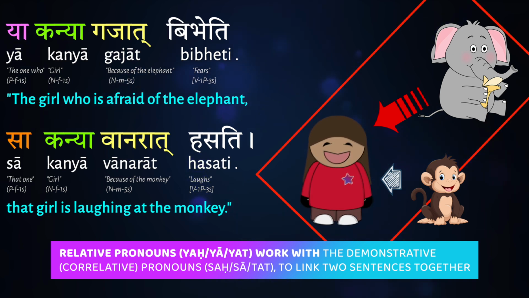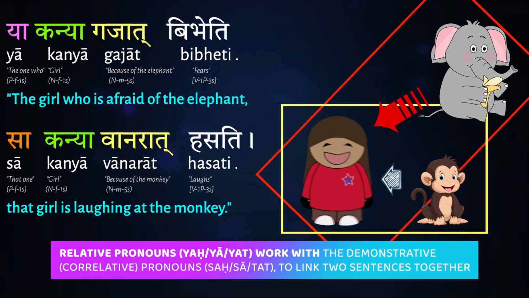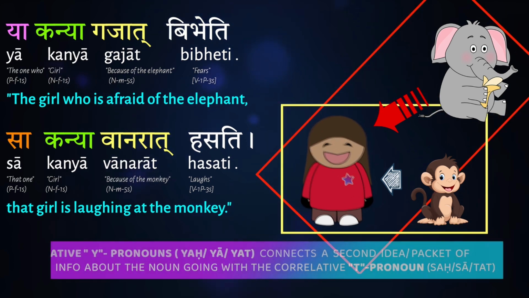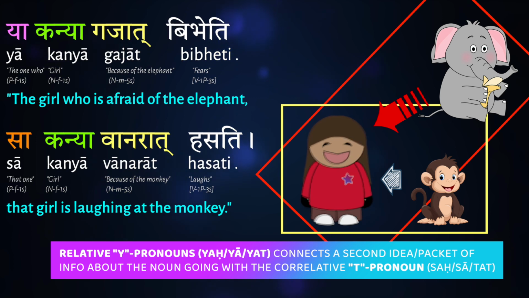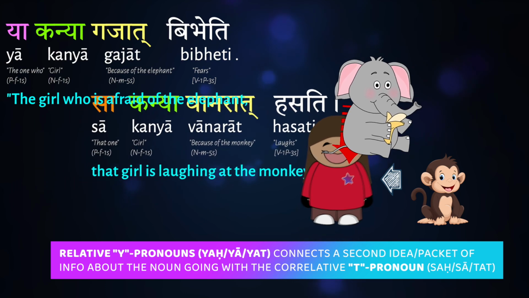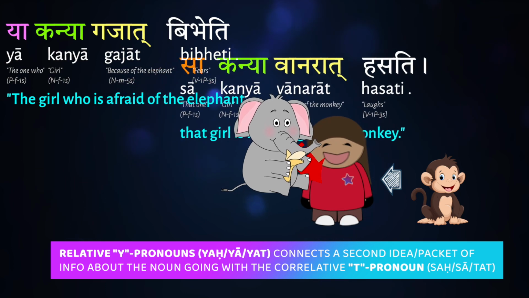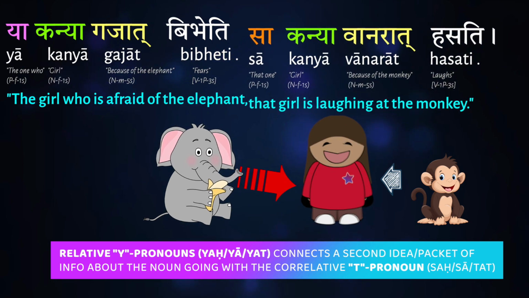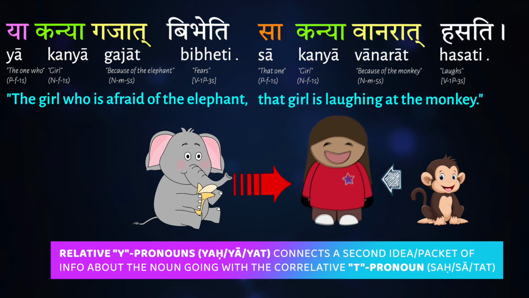What this sentence says is that the girl, the one who is afraid of the elephant, is the one who's laughing at the monkey. Right? The Y pronoun is a relative pronoun that connects a second idea about the individual we're talking about in the main sentence, the sa in the main sentence. This sa is called the T pronoun, since in all but the nominatives here, the declension is going to start with the ta kara.